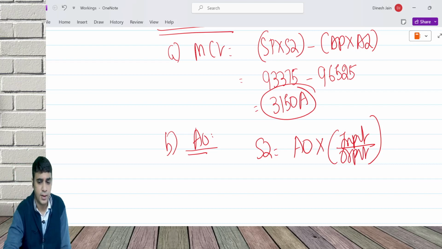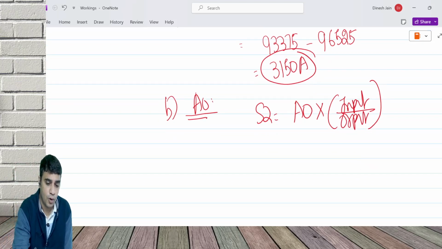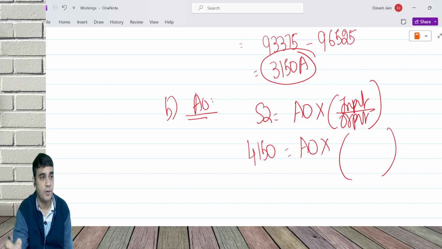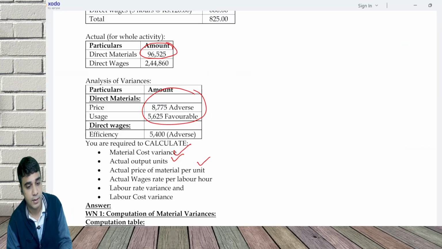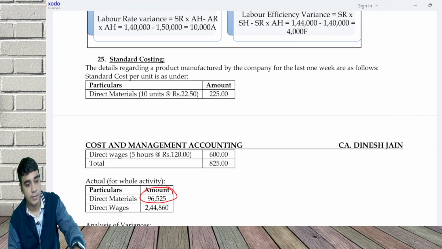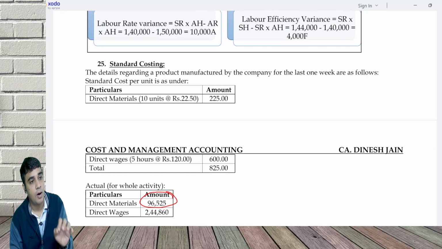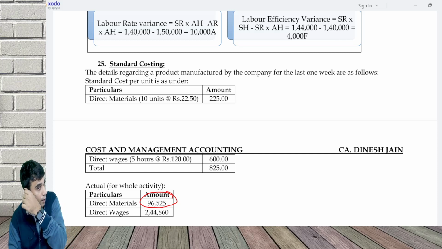What's the standard quantity? 41 is equal to AO into the input output ratio. Look at that first table, they would have told how many units of raw material. Standard cost per unit: for 1 unit, you need 10 units of raw material.